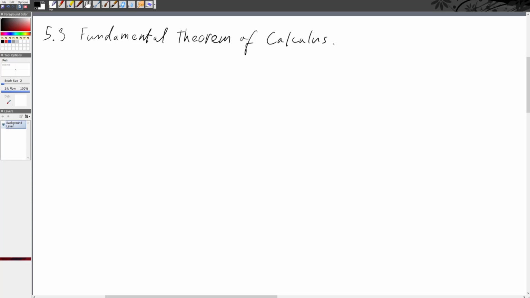In this section, we are going to talk about the fundamental theorem of calculus. What this theorem does is that it's going to connect what we have learned before, derivatives, and what we are learning right now, integrals. Let's take a look at what the statements say.